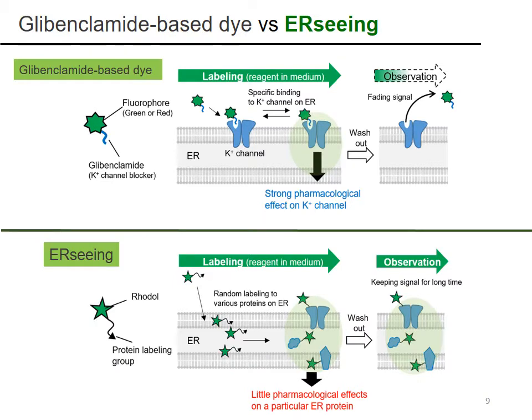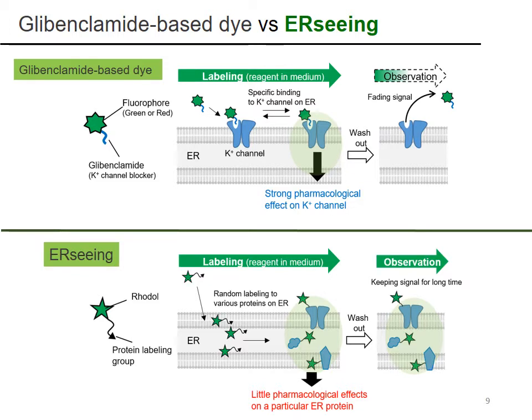This page shows a comparison between glibenclamide-based dye and ER-seeing. Though glibenclamide-based dye can visualize ER structures, glibenclamide negatively affects ER function. In addition, the dye reversibly binds to the receptor and may detach from the receptor gradually at wash steps or medium change. This suggests that glibenclamide-based dye is not suitable for long-term imaging experiments.